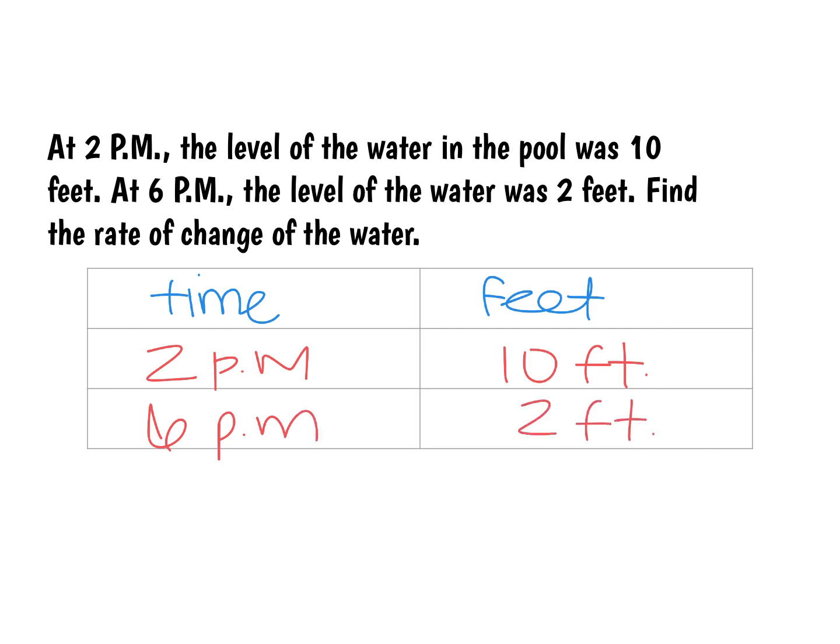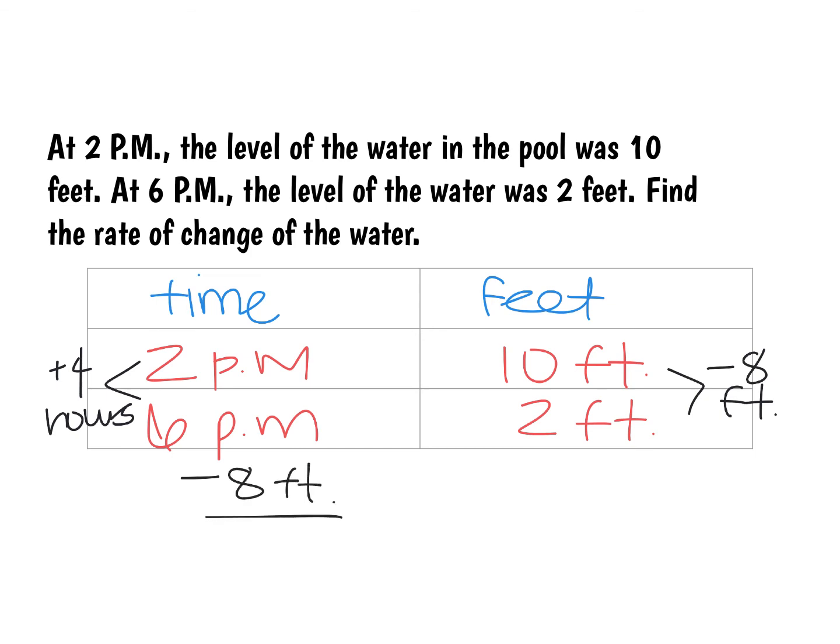So we're going to find the rate of change. 2 p.m. to 6 p.m. would be plus 4 hours. 10 feet to 2 feet would be minus 8 feet. I'm subtracting. I'm not going up. I'm going down. So we're subtracting 8 feet, or we could say negative 8 feet. So we have subtracting 8 feet over adding 4 hours. So I'm going to forget the negative right now and do 8 divided by 4, which is 2.